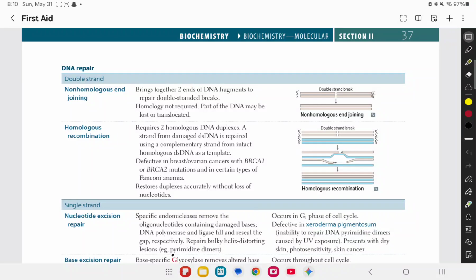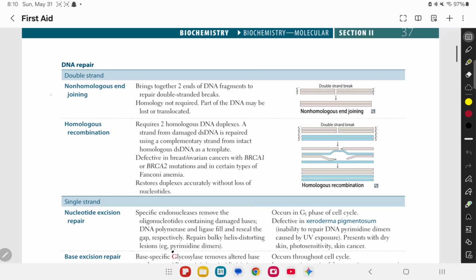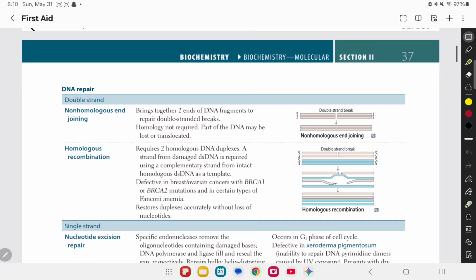Today we are continuing our biochemistry series and we're going to start with DNA repair. We're going to cover this quickly because this is a very easy topic that is often tested on Step 1. So we're going to go over mainly the clinical aspects, but I will also briefly describe each of the DNA repair mechanisms. For double strand DNA repair, we have two types of mechanisms: non-homologous end joining as well as homologous recombination.